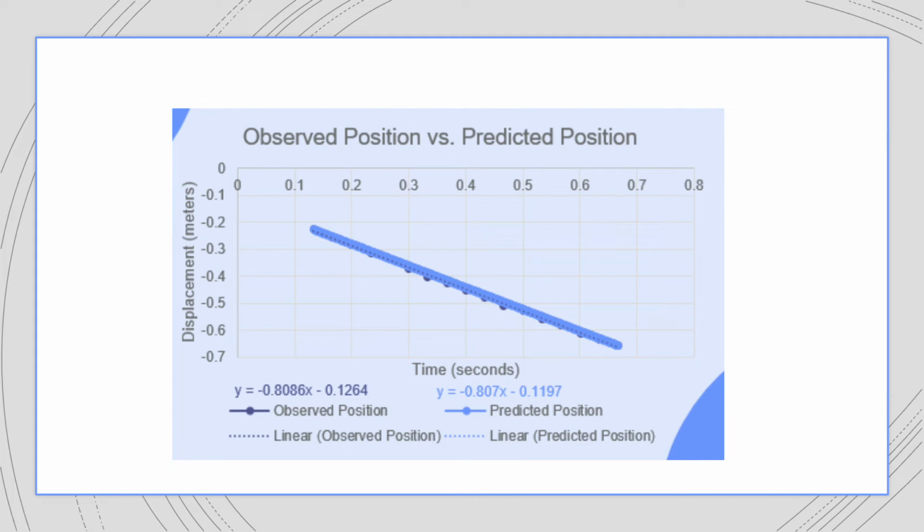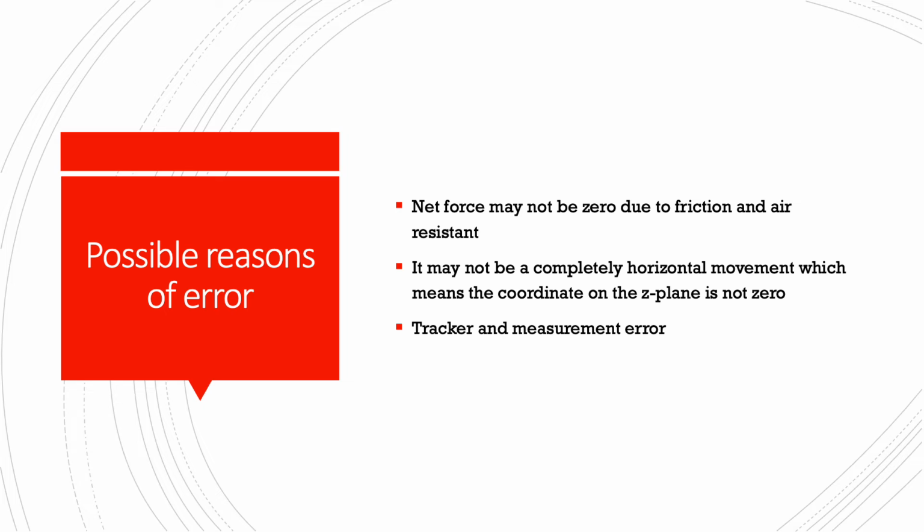I compared these two different models through Excel, and according to the graph, there is a huge portion of overlap in terms of these two linear lines, which means my result is pretty accurate. I listed three possible reasons for error. The first one being that the net force may not be zero due to friction and air resistance, and the second one being that the motion may not be perfectly horizontal, which means the coordinate on the z-axis is not zero. And the third one being that I tracked the motion by hand, which means the data on the Tracker app may be a little off.